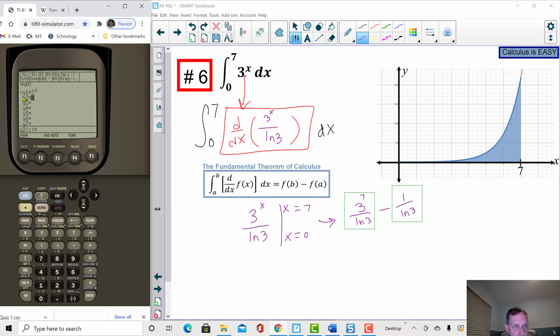We're going to put 3 to the x in y1, and we'll go to the home screen. And we're going to do the integral of y1 of x, but we want x to go from 0 to 7. Push enter. Now this answer looks a little bit different, but we can simplify ours.